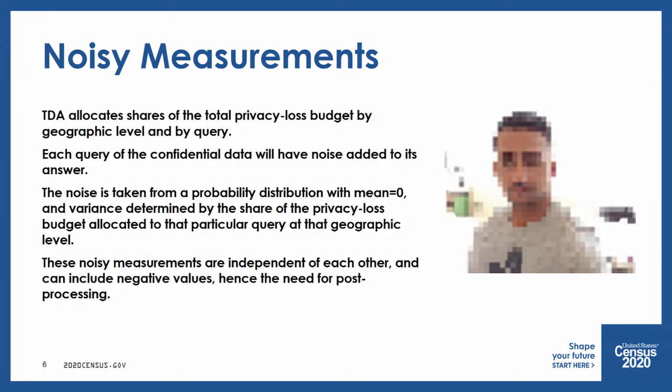Noisy measurements. The top-down algorithm allocates shares of the overall privacy loss budget by geographic level and by query. Each query of the confidential data has noise added to the answer. The noise is taken from a probability distribution with a mean of 0 and a variance that's determined by the amount of privacy loss budget allocated to that query at that particular geographic level. Each of these noisy measurements is independent of the others. They can include negative values, hence the need for post-processing, which I mentioned a moment ago and which we'll talk more about.